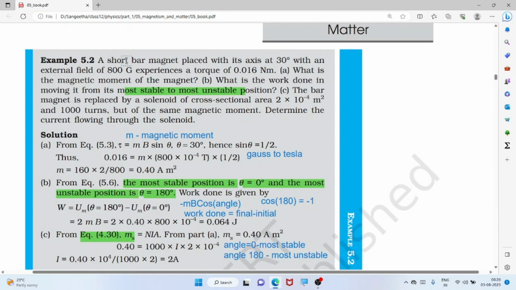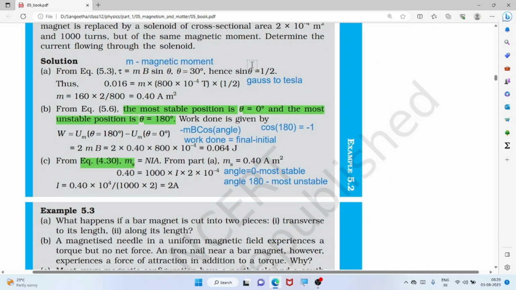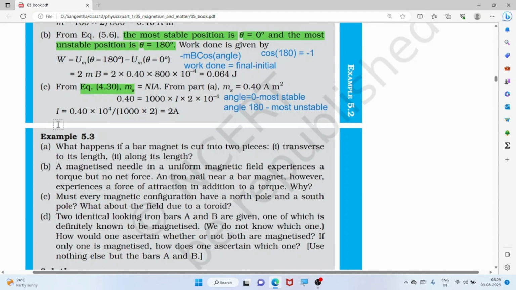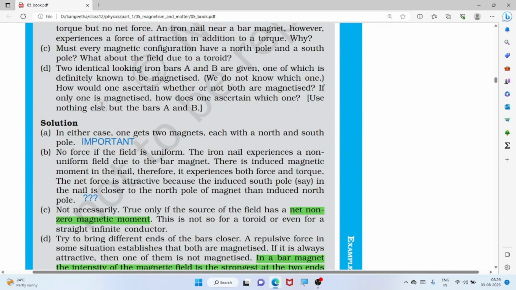Here they are asking from the most stable to the most unstable position. This is the conversion from gauss to tesla. So most stable position is theta equal to 0 degrees, most unstable is 180 degrees. Work done we have to compute as final potential energy minus initial magnetic potential energy.